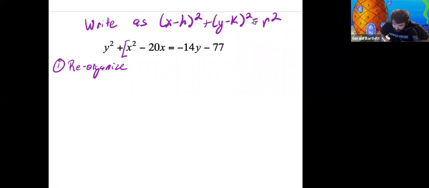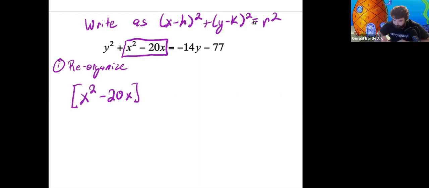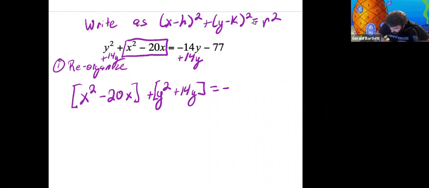I'm going to take this x squared minus 20x, and it can just move. X squared minus 20x. Great. I'm going to leave this in a little bracket. I don't want anything without a variable on my left-hand side. So I've got a positive y squared, which is very helpful, but I need to get this 14 over, and you do that by adding 14y to both sides. So I've got y squared plus 14y, and that's going to equal negative 77. Like I said from before, don't worry about the negative here, just work your way on through.